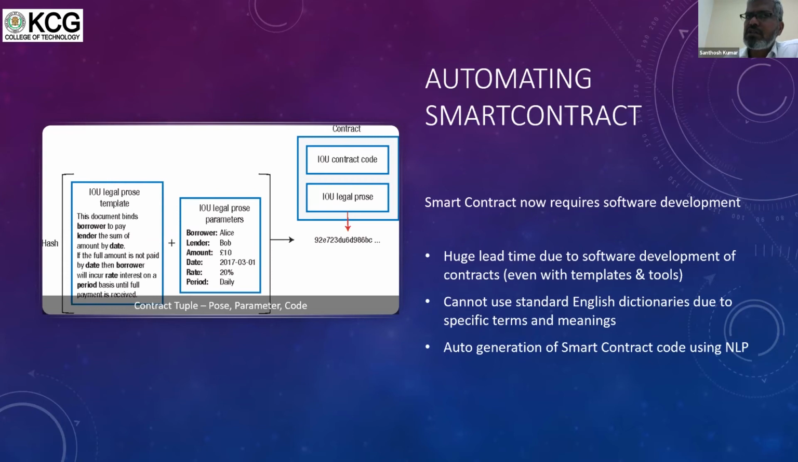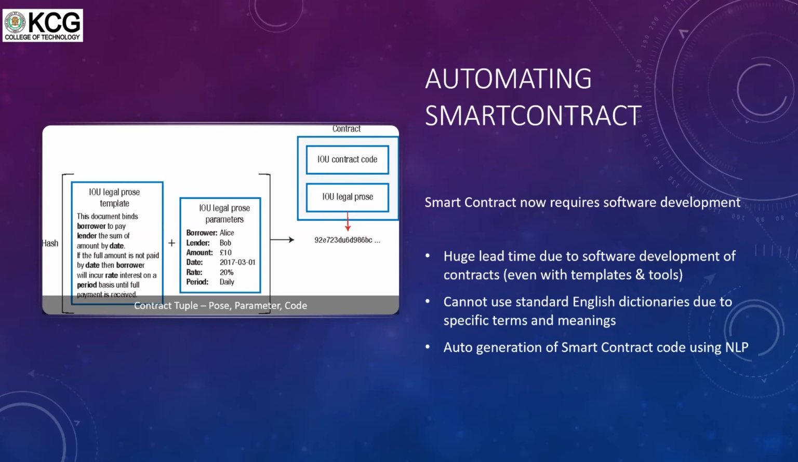There are different terms which have different meanings in the legal domain compared to the normal domain. So basically, this is where AI would need to build its own dictionaries for smart contracts to ensure that you can automate the contract.